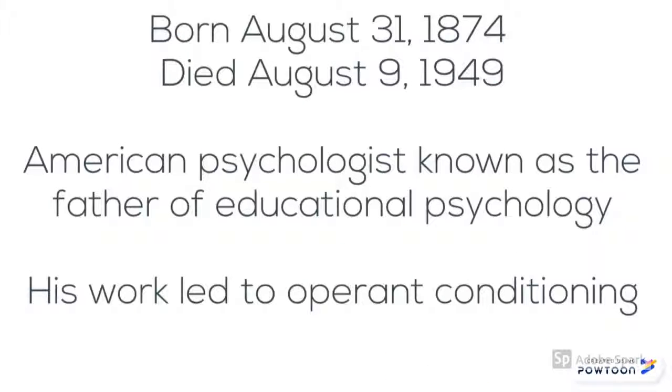Edward Thorndike was born August 31st, 1874, and died August 9th, 1949. He was an American psychologist whose work on animal behavior and the learning process led to the theory of connectionism. He is also known as the father of educational psychology. His work led to operant conditioning.